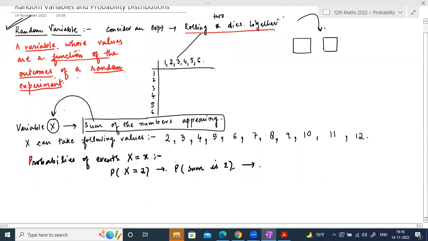Now, to finding out each probability becomes 1 by 12. 1 by 12. Why? आपने बोला sum is 2 तो एक ही तो बार होएगा. एक ही बार होएगा, but what are the total number of outcomes?